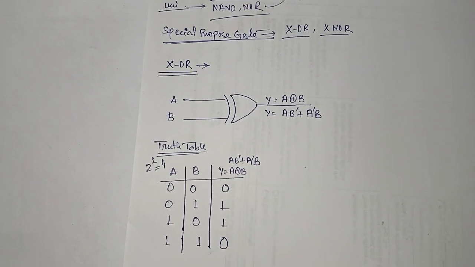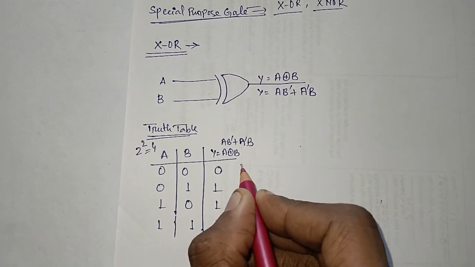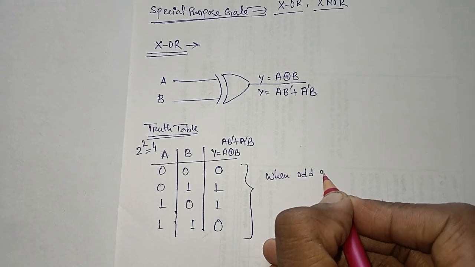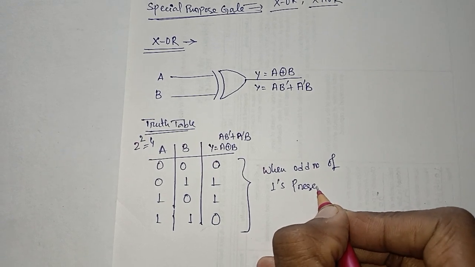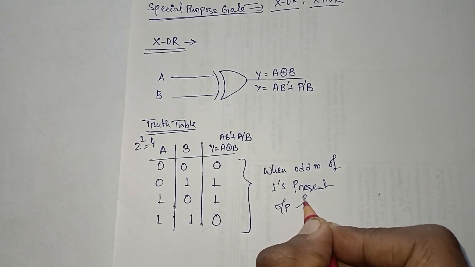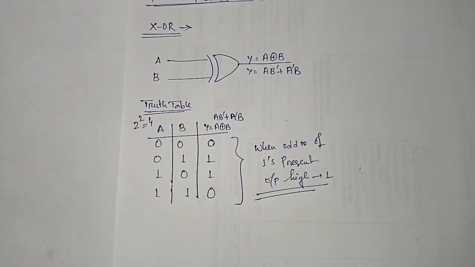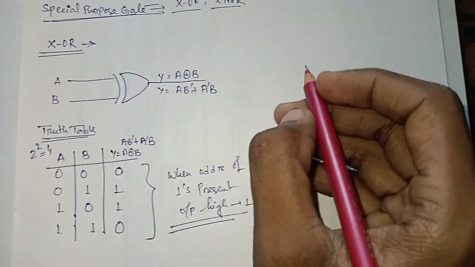Or we can say that when an odd number of ones is present, the output is high or 1. When an odd number of ones is not present, then the output is low.